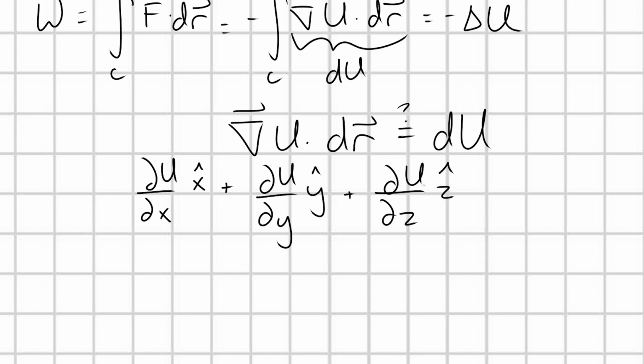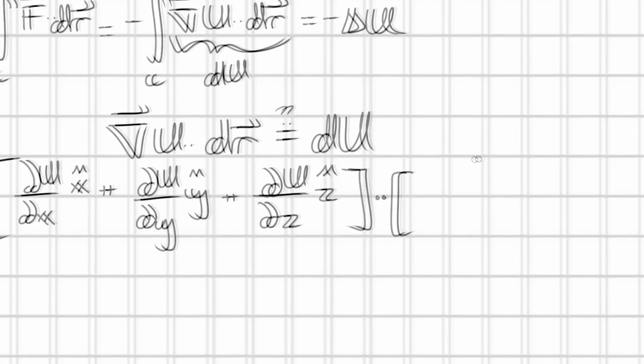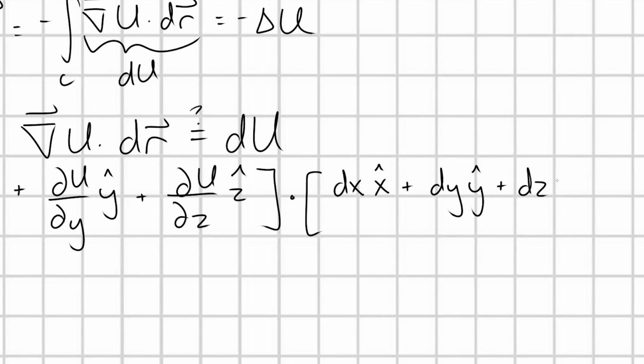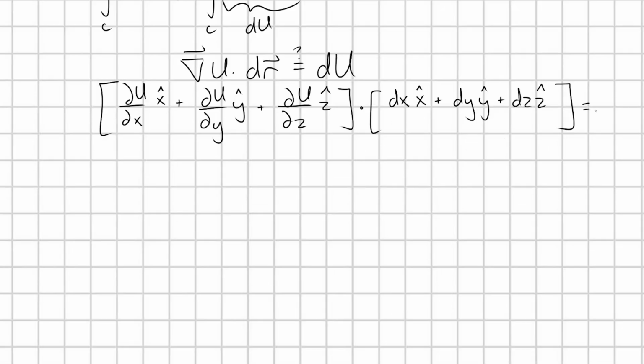So we put u in each of those, and now we're dotting it with a dr vector, right? Now this dr vector is going to point in some arbitrary direction. That means it can have some arbitrary component dx in the x hat direction plus dy in the y hat direction plus dz in the z hat direction. And so now if we take this nice and simple dot product, we're going to have partial u, partial x, dx, plus partial u, partial y, dy, plus partial u, partial z, dz.